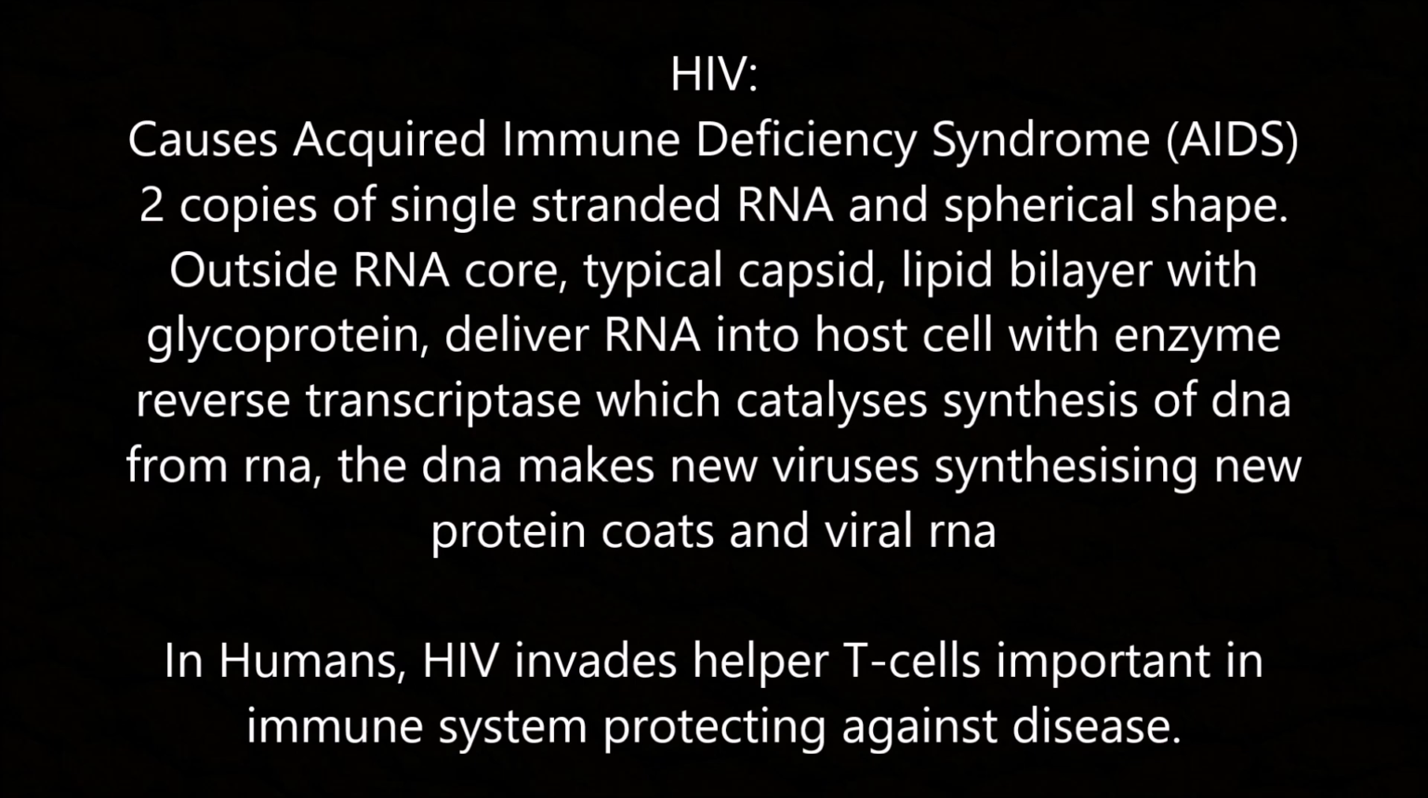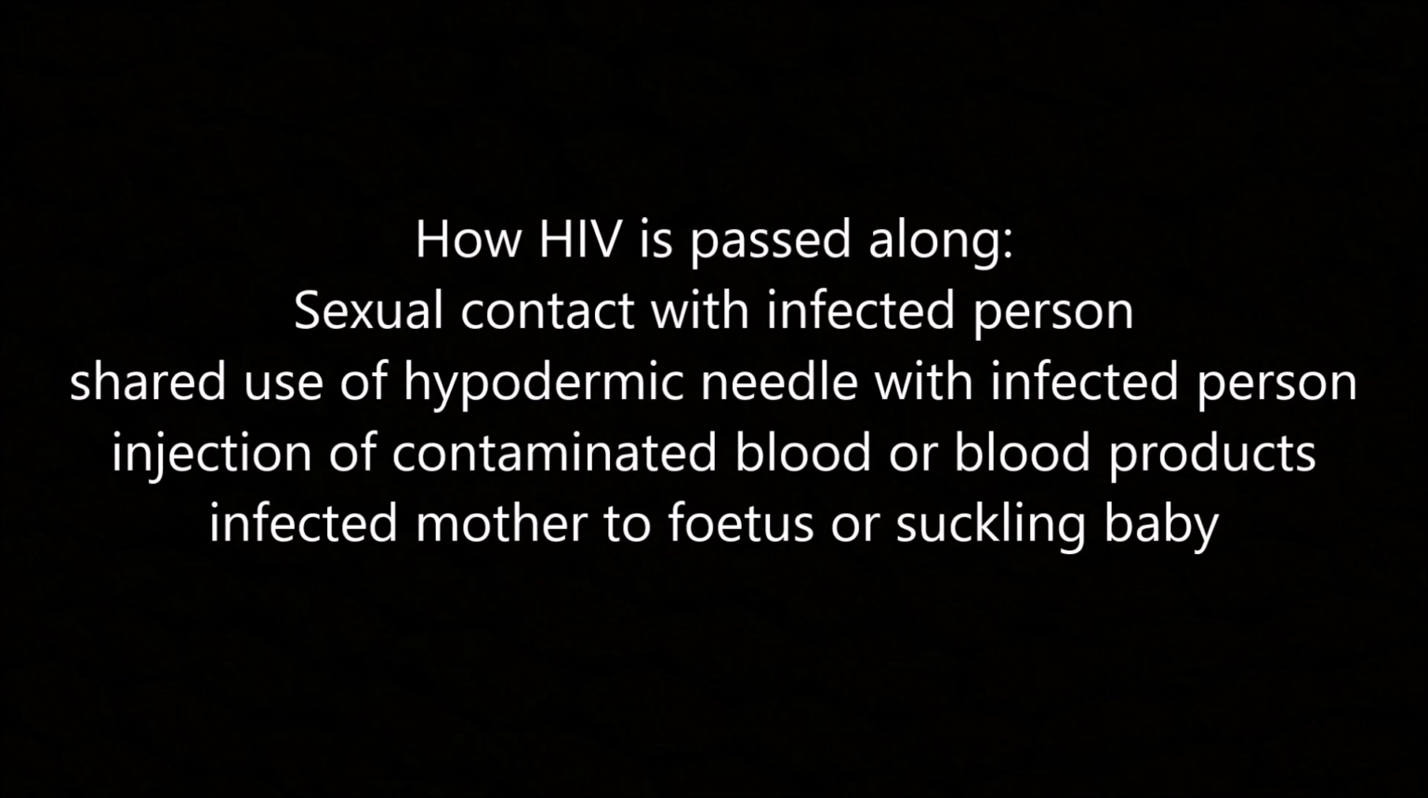In humans, HIV invades helper T cells, which are important in the immune system, protecting against disease. HIV is passed on by sexual contact with an infected person, shared use of a hypodermic needle with an infected person, injection of contaminated blood or blood products, and from an infected mother to a fetus or suckling baby.